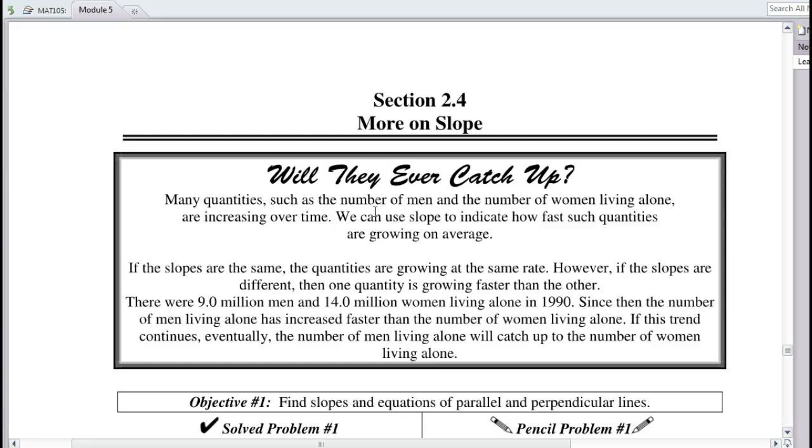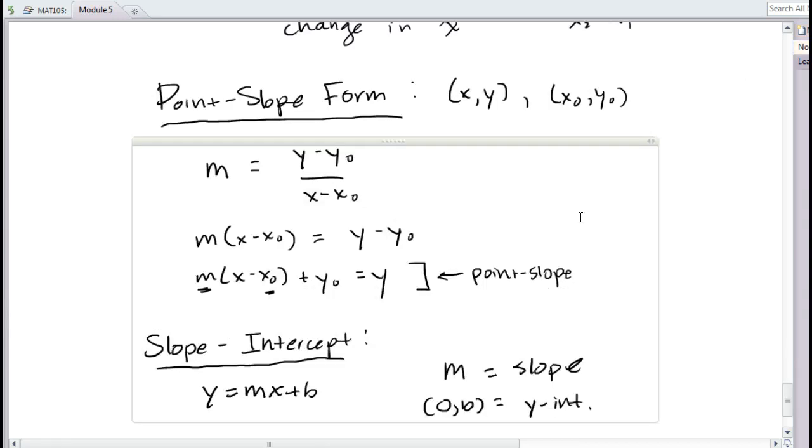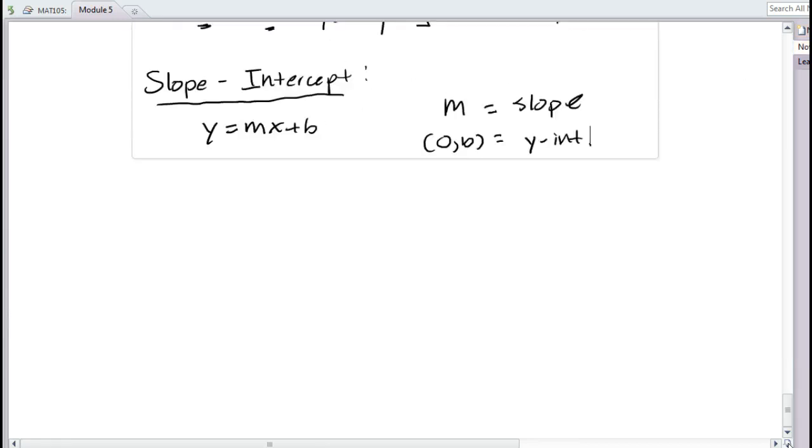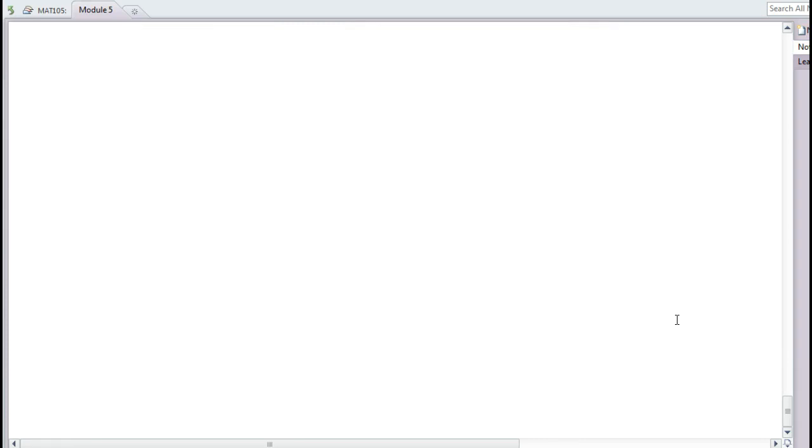We will be looking at some more on slope, which is going to include average rate of change and also parallel and perpendicular lines. So let's look at some notes real quick. Those are the ones from last lecture, so let's go ahead and move on down.